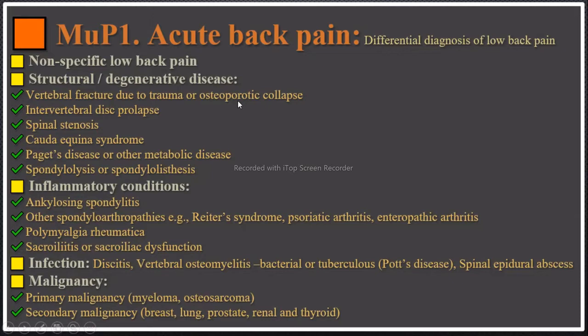Osteoporosis. Okay. Intervertebral disc prolapse, so it's a structural also. Spinal stenosis, structural. Cauda equina syndrome, back disease, or other metabolic disease, spondylosis, spondylolisthesis. Inflammatory conditions may be ankylosing spondylitis. So what does it mean, ankylosing spondylitis, guys? Fusion of spine. Yes, excellent. Fusion of spine. We will discuss now.